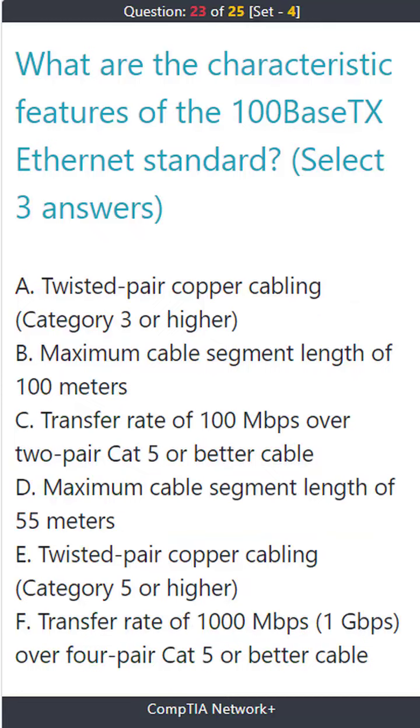Question 23. What are the characteristic features of the 100BASE-TX Ethernet standard? Select 3 answers. A. Twisted pair copper cabling, Category 3 or higher. B. Maximum cable segment length of 100 meters. C. Transfer rate of 100 Mbps over 2 pair Cat5 or better cable. D. Maximum cable segment length of 55 meters. E. Twisted pair copper cabling, Category 5 or higher. F. Transfer rate of 1000 Mbps, 1 Gbps, over 4 pair Cat5 or better cable.